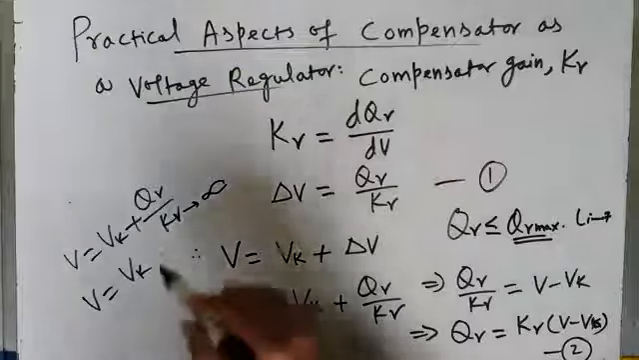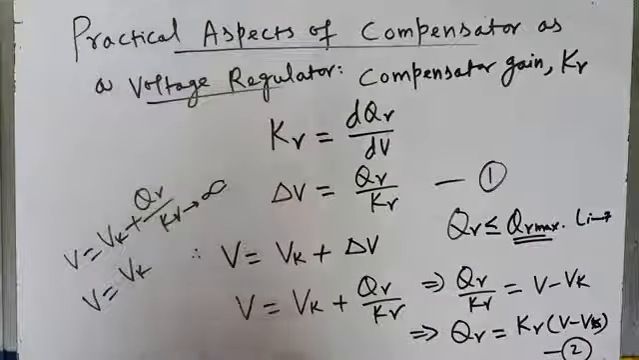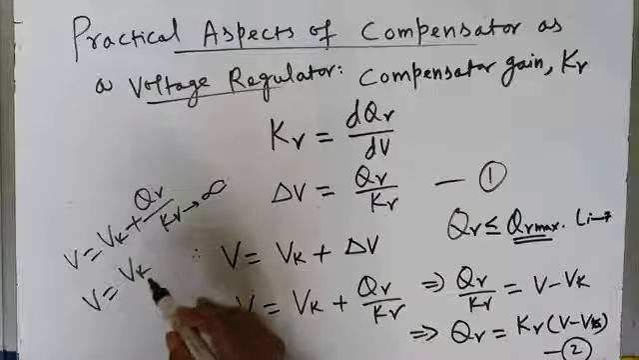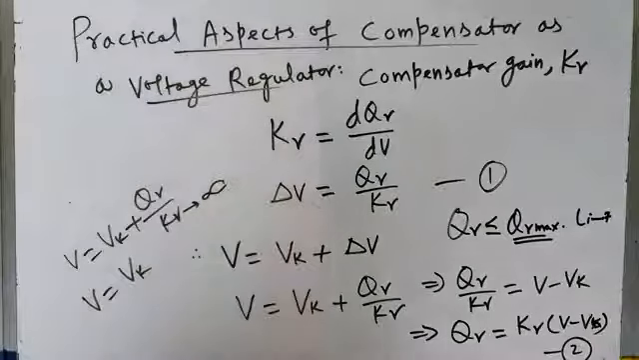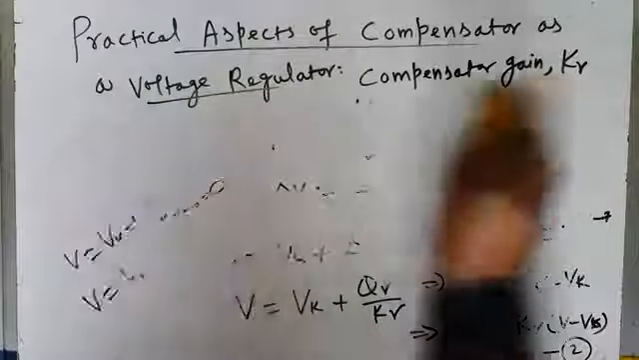Vk. Now, mathematically K gamma should be infinite, but physically what does it mean? It means that your compensator should be able to inject or absorb any amount of reactive power as per the demand to make V equal to Vk, and that is possible only when the gain of the compensator is infinite. Okay, so this is our equation 1, this is our equation 2.